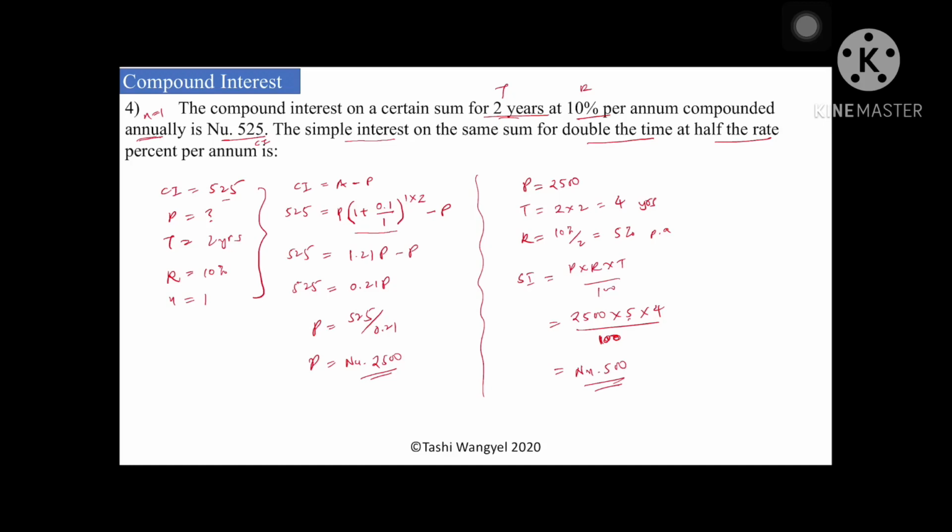In this question, the compound interest, time and rate are given. First find the principal, then with the same principal take double the time and half the rate, and calculate the simple interest, which is 500.